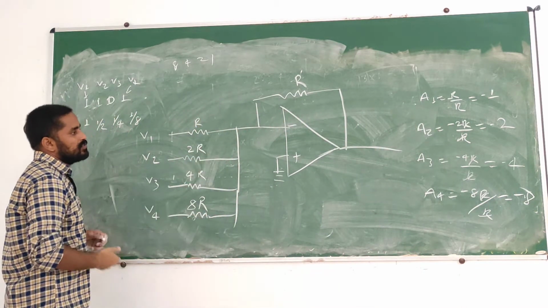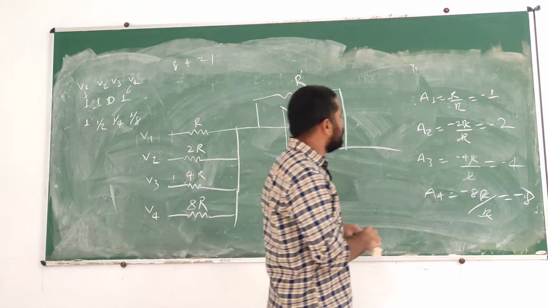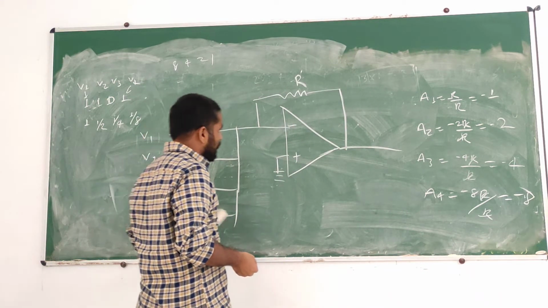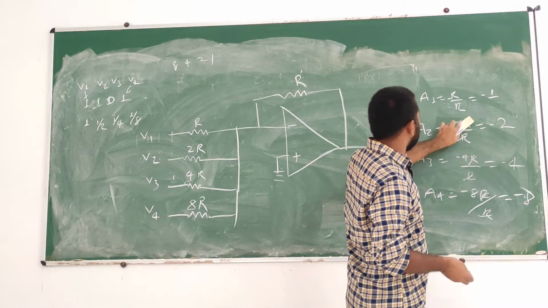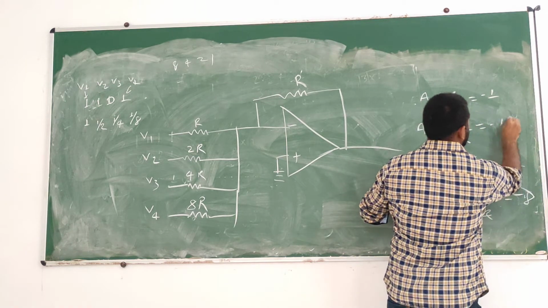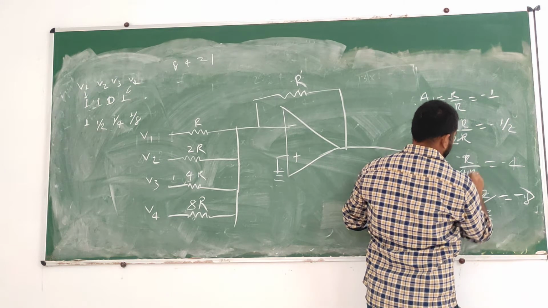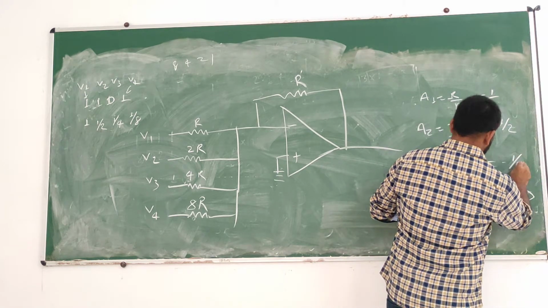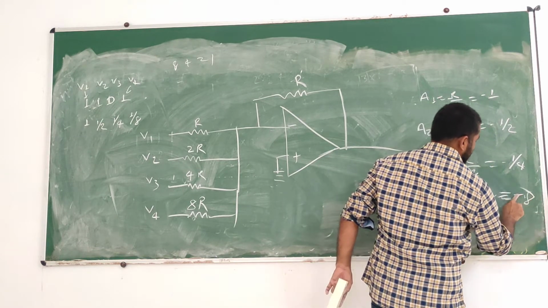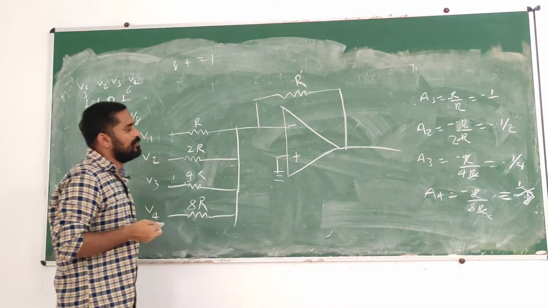Now you got the gain. What we have done is we have kept the resistances R, 2R, 4R, 8R, but we have given 2R here. It will be R by 2R, it will be 1 by 2. See, the gain is getting divided by 2. Now this will be 1 by 4 and this will be 1 by 8. This is 1, 1 by 2, 1 by 4, 1 by 8.